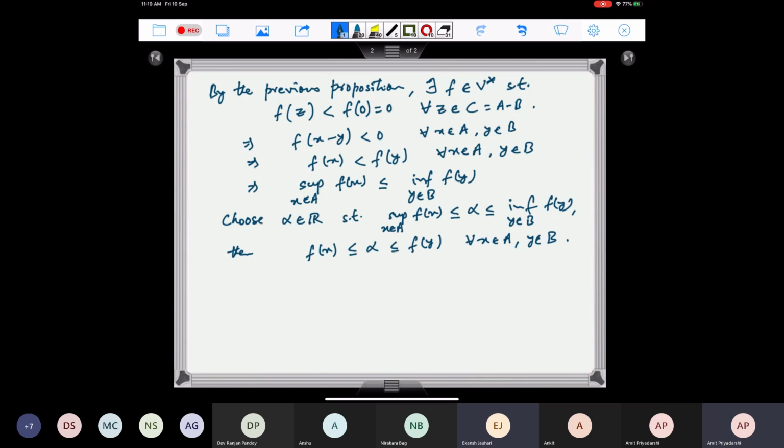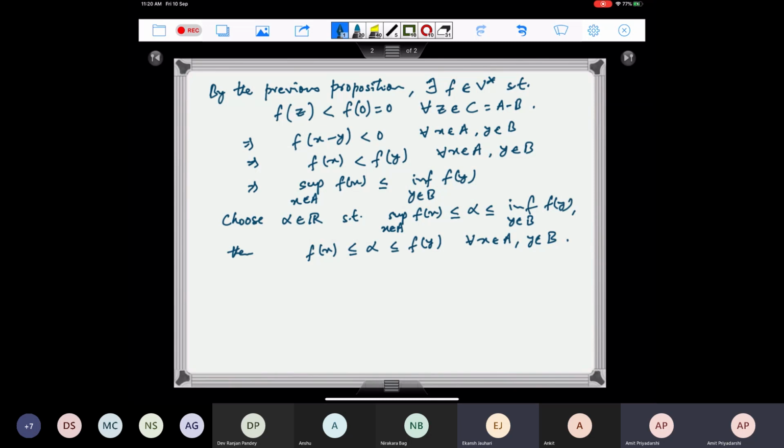But we may get some particular x and y so that fx is equal to alpha and equal to fy. No, you may not. You will not get that by this inequality. You won't get fx equal to fy, right? But what can happen is that fx is equal to alpha, which is strictly less than fy, or fx is strictly less than alpha, which is equal to fy. So this alpha may be equal to fx or fy. It cannot be equal to both fx and fy.